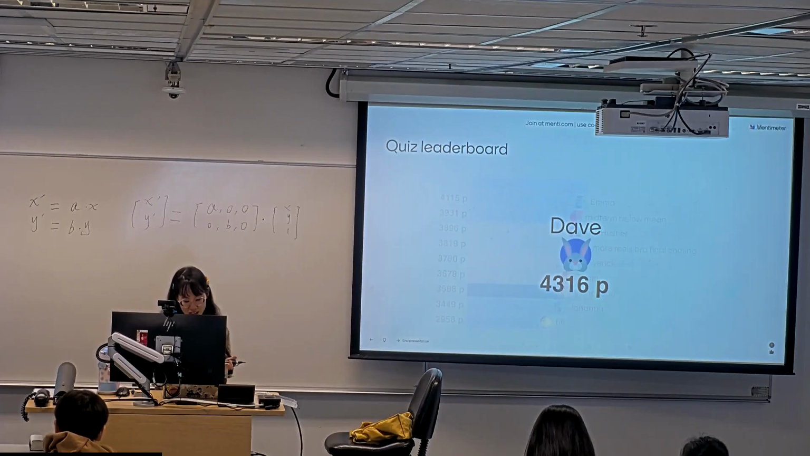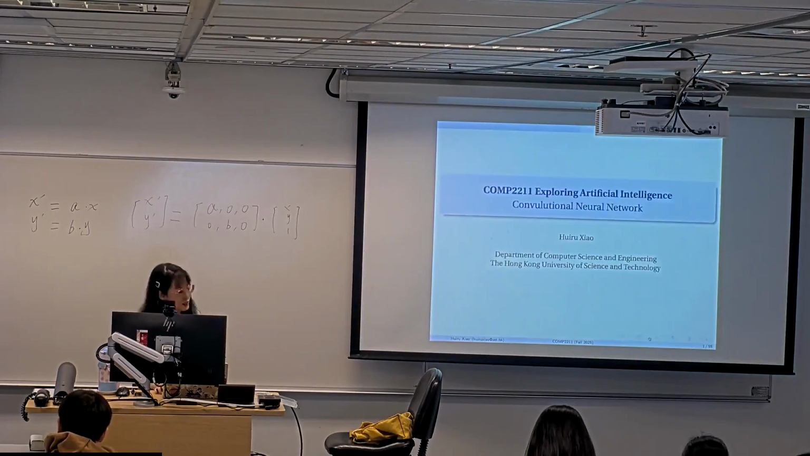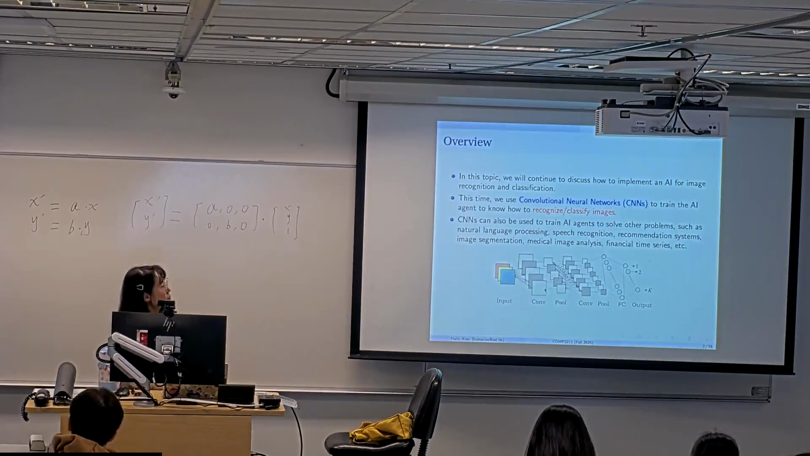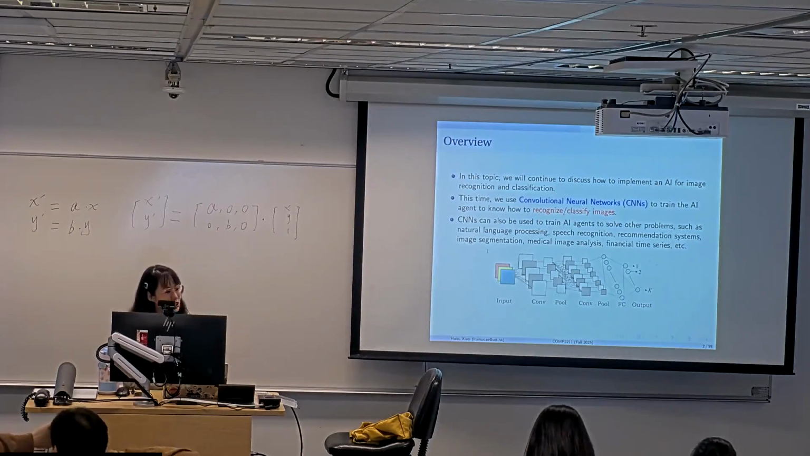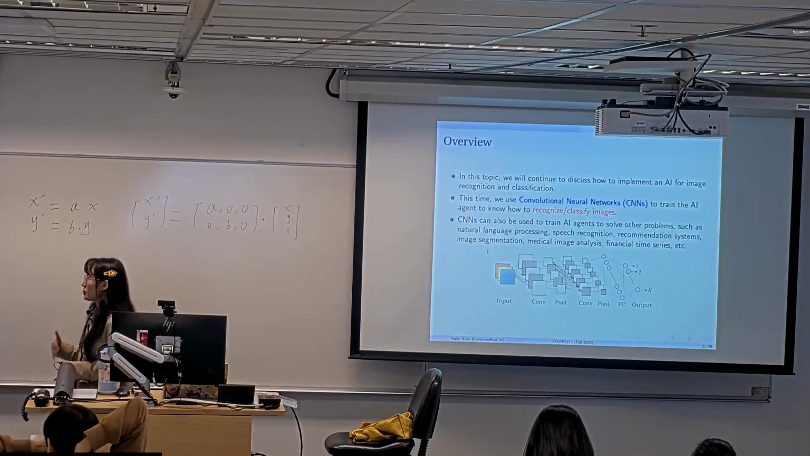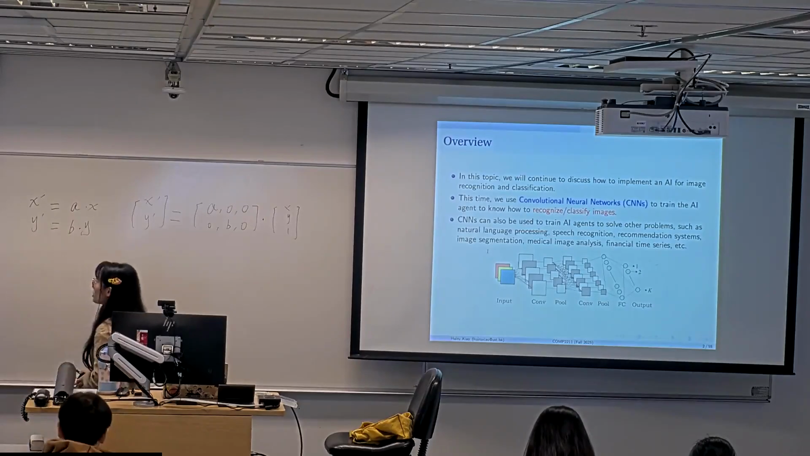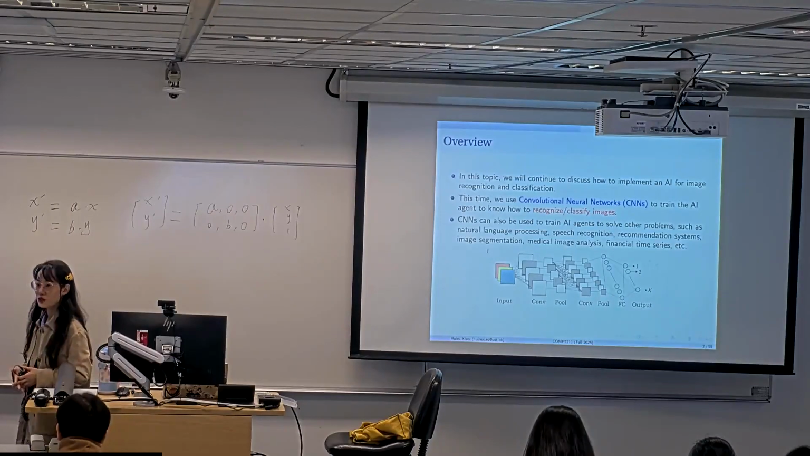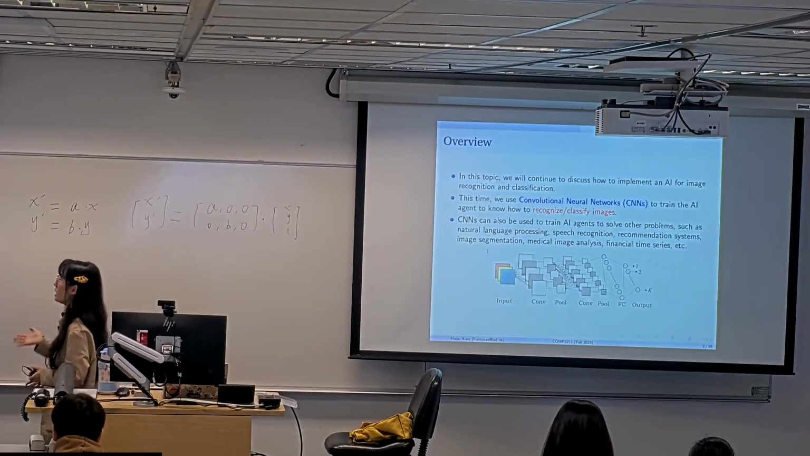And then next, we can start today's topic, move on to the convolutional neural network. In this topic, we will continue to discuss how to implement an AI for image recognition and classification. After all of the image processing methods, we go back to build the artificial neural network. This time, we use CNN, the full name being convolutional neural network, to train the AI agent to know how to recognize or classify images.